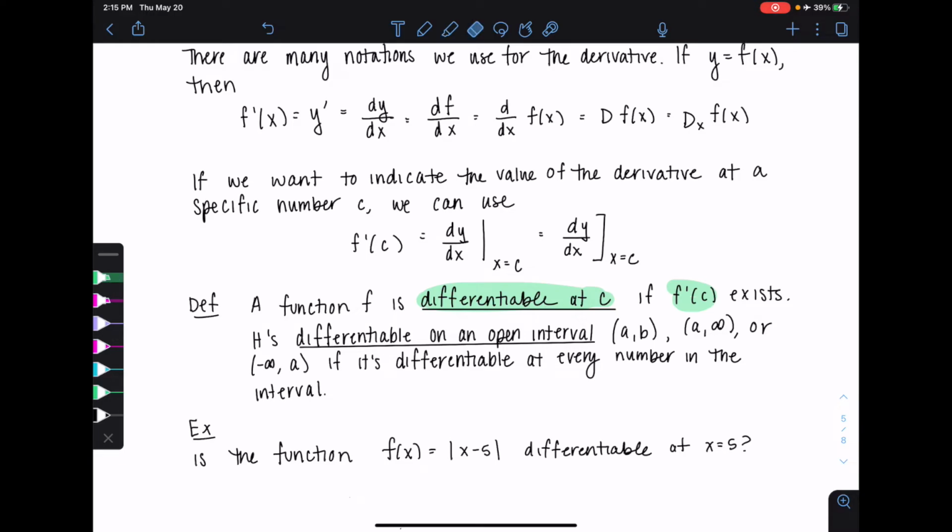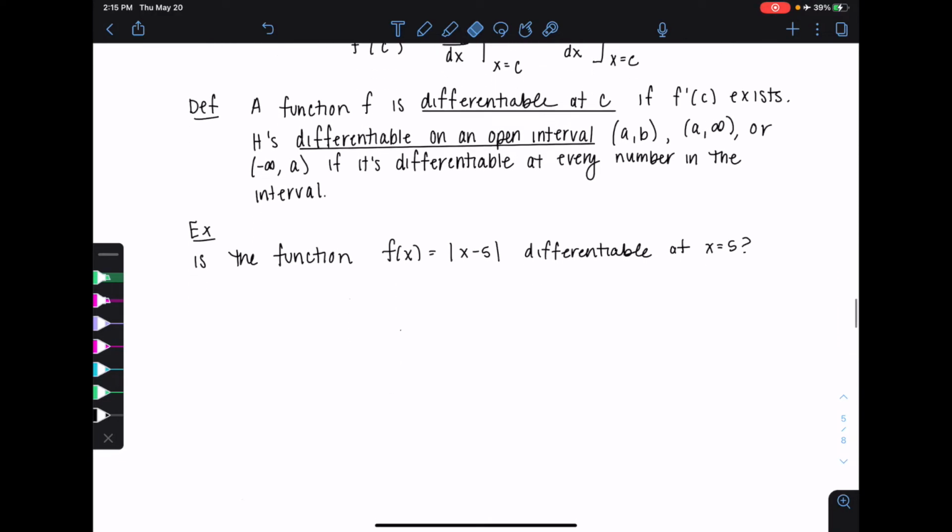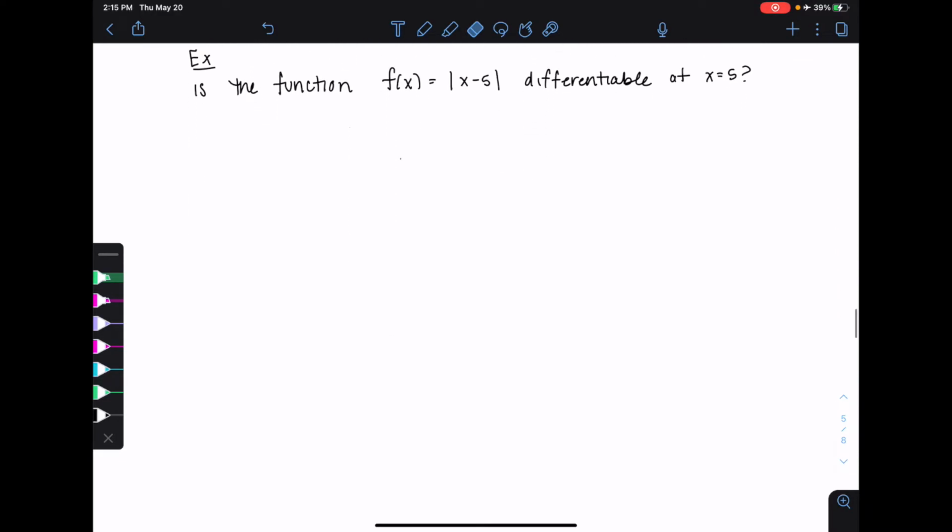So we have to come up with, how do we know if a function is differentiable or not? And so we're going to start with a prime example of one that is annoying. We're going to work with an absolute value function. We want to see, is this absolute value function differentiable at 5? Anytime you're dealing with absolute value functions, you want to work in that piecewise form.